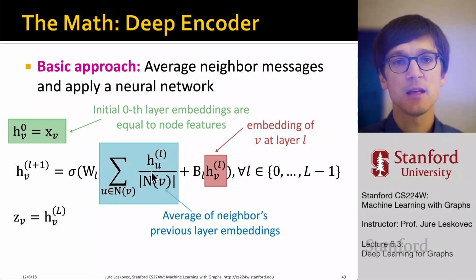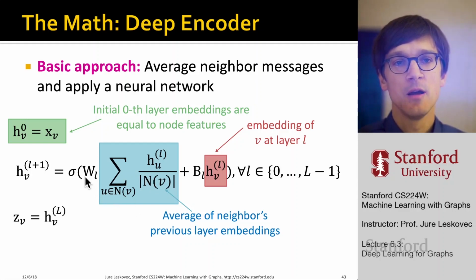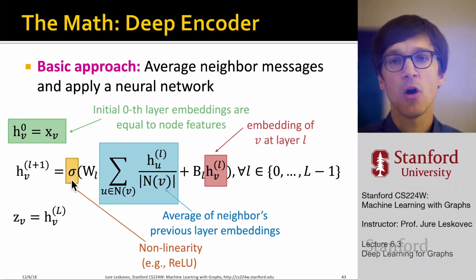Then what we are saying is, let's also go over the neighbors U of our node of interest V, and let's take the previous level embedding of every node U. Let's sum up these embeddings and average them. So this is the total number of neighbors. And then let's transform this aggregated average of embeddings of children, multiply it with another matrix, and send this through a nonlinearity, right?